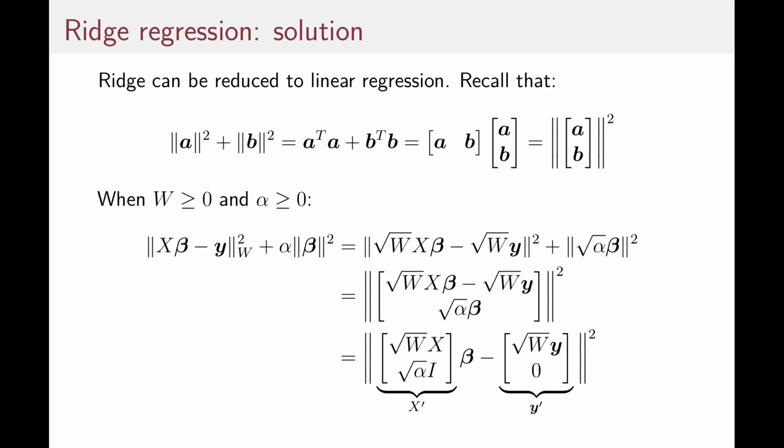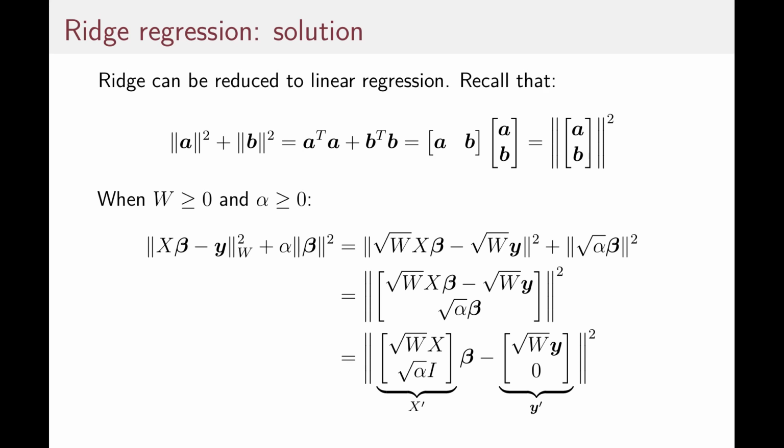Here's a neat little trick that we could use. It's always nice if you can reduce one problem to a problem that you know how to solve, and this is a theme that we'll get back to later on in the presentation. So recall that the squared norm of A plus the squared norm of B is just A transpose A plus B transpose B. And that's just this vector AB if you concatenate the entries, a row vector times a column vector. And again, that's just the squared norm of this concatenation of A and B.